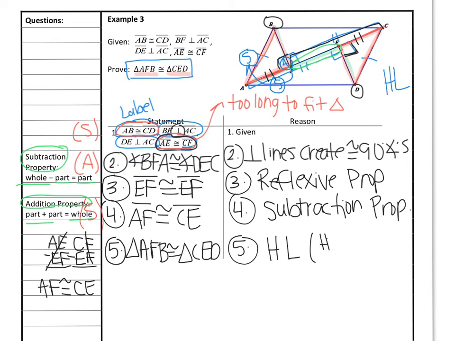Or let's write it out here: hypotenuse, leg. Alrighty, so that is an example with the subtraction property. Go ahead and try some practice.